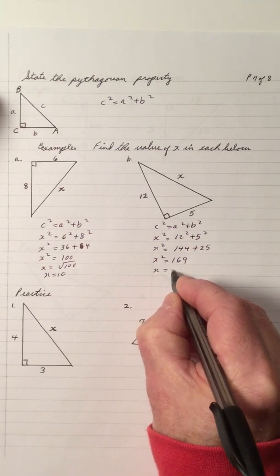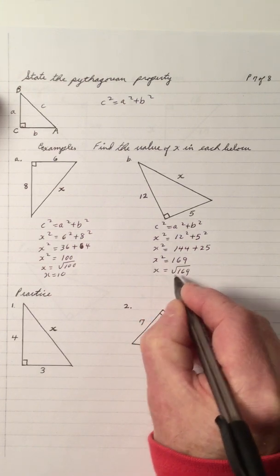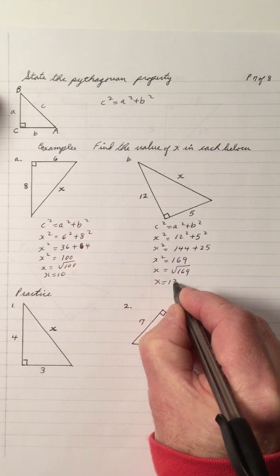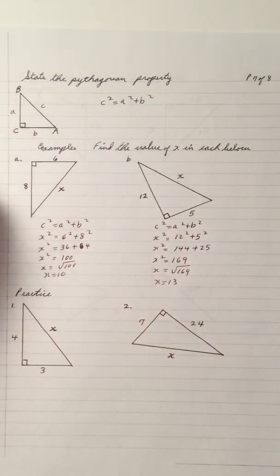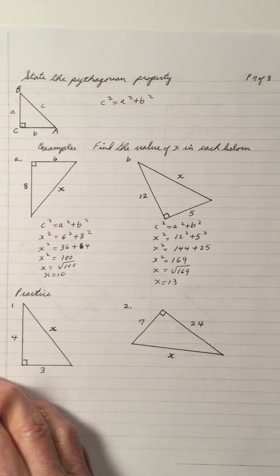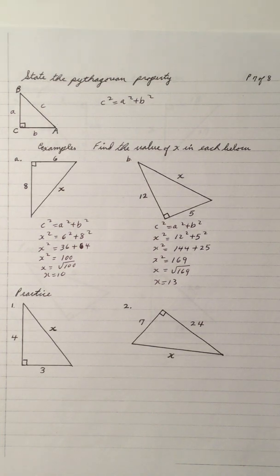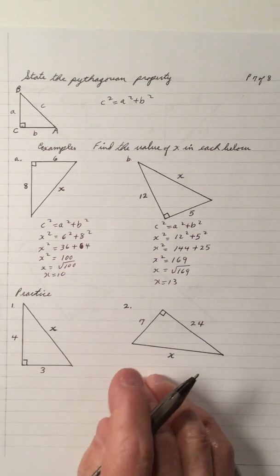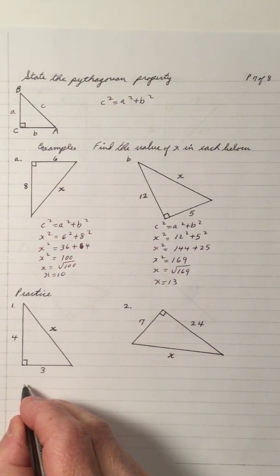And x is equal to the square root of 169. X is equal to 13. Again, notice you can't have a negative number when you're dealing with a triangle. So you can practice, pause, work these out, and come back and see if you're right.